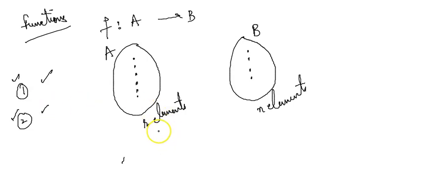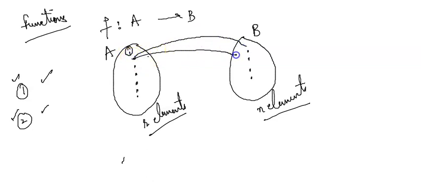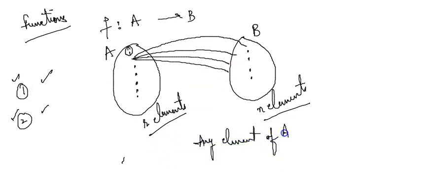So if A has r elements and B has n elements, now this element number 1, how many images can it have? It can have any image. So basically, for the total number of functions, we can say that any element of A can get any object in B. This is simply like a permutation question. So any element of A can get any object in B.